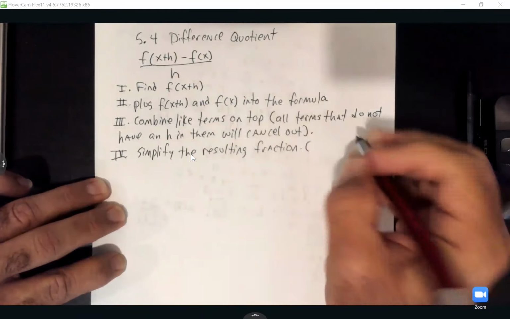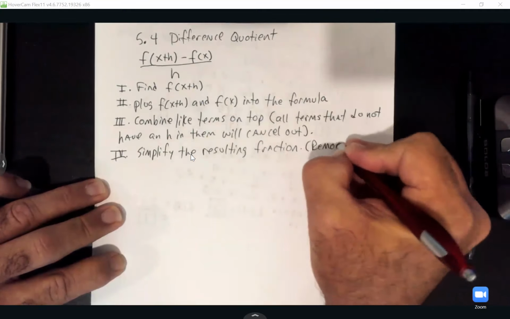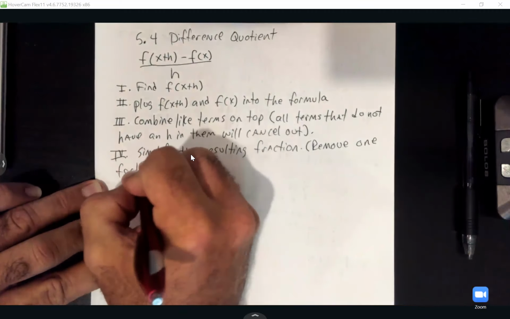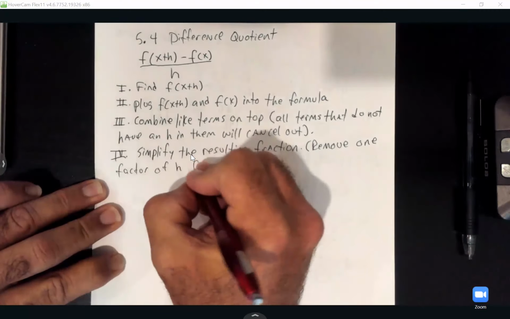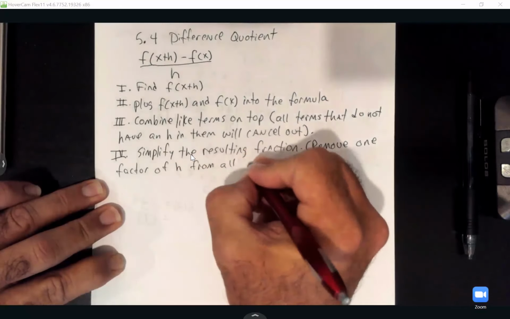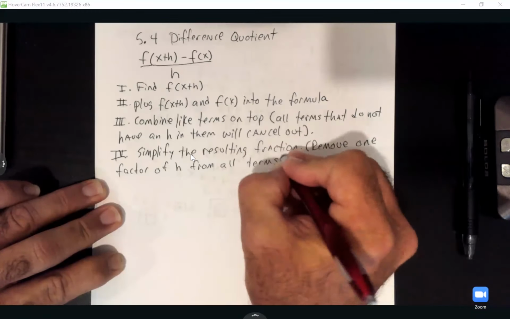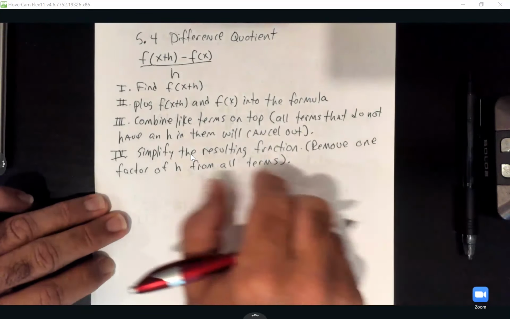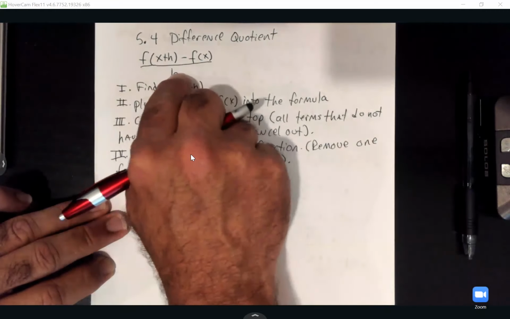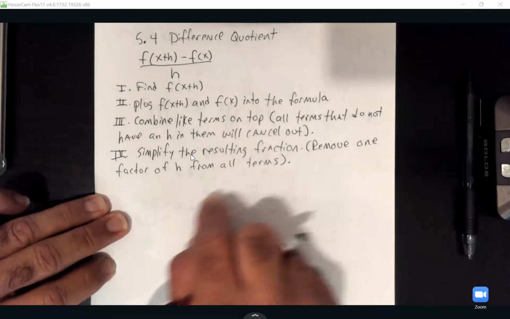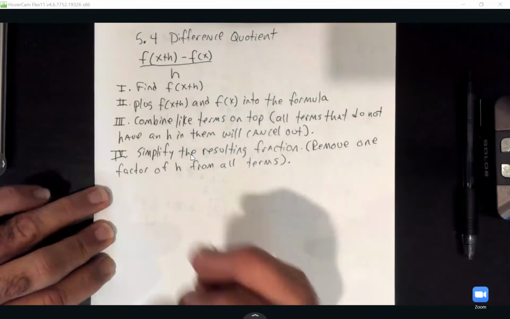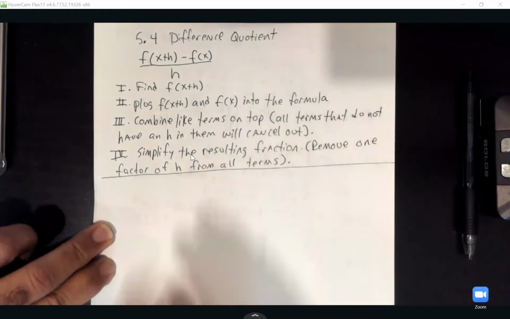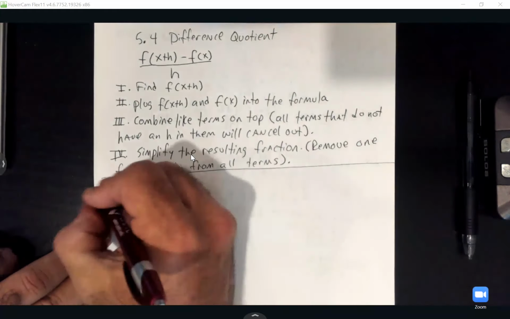And what that means basically is remove one factor of h from all terms. So the stuff I had on top, if it had an h in it, when I divide by this h on the bottom, I'm going to be canceling one h out of every term on that top. Okay, so that's the steps I'm going to do. So let's play with one of these.